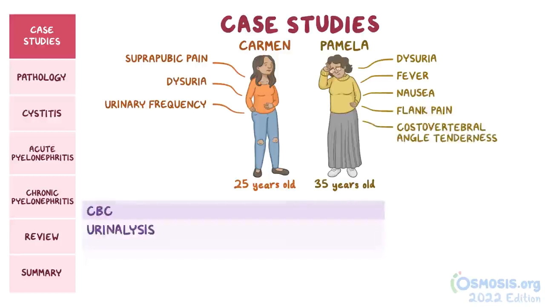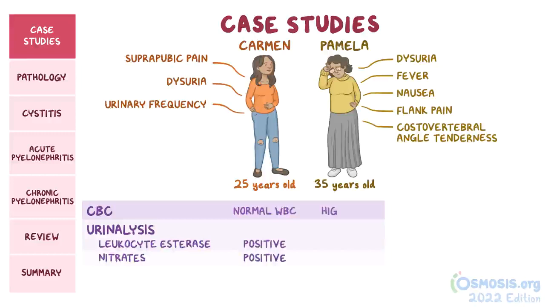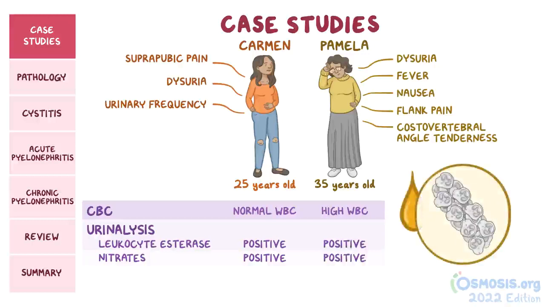CBC and urinalysis were done for both people. They showed that Carmen had a normal white blood cell count, but on the dipstick test, leukocyte esterase and nitrites were both positive. For Pamela, the white blood cell count was high. The dipstick test showed positive leukocyte esterase and nitrites. And on microscopy, there's white blood cell casts in the urine.